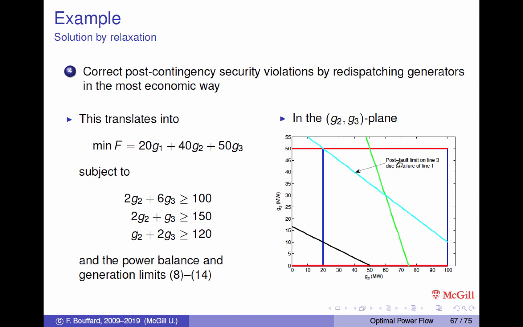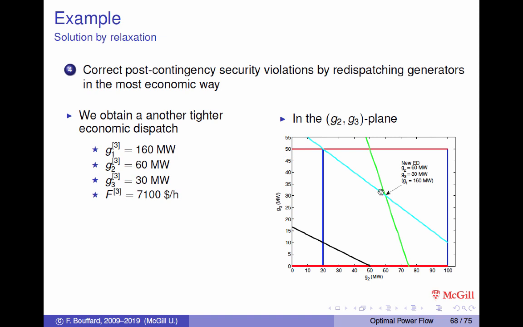So really, this is the post-fault limit on line 3 due to failure of line 1 or line 2. So now we have a new economic dispatch which now lies at G1 equal to 160, G2 60 megawatts, G3 30, and now the cost of generation has skyrocketed to 7,100. So this is our new operating point now. And clearly, as before, the solution, because this is a linear program, a linear problem, is located at a corner, at a vertex.